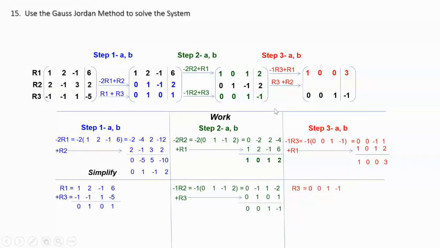There's my row 3, and here's my row 2. When I add them, it's going to give us 0, 1, 0, 1. That's my new row 2. So my solution is x equals 3, y equals 1, and z equals negative 1.